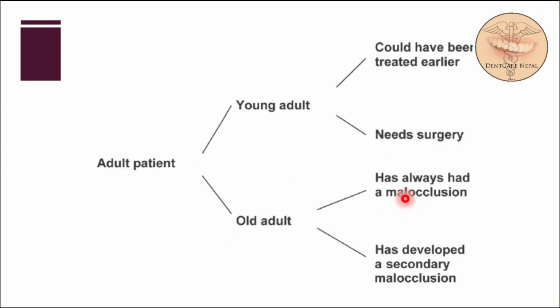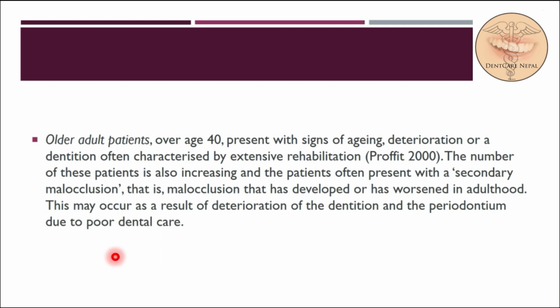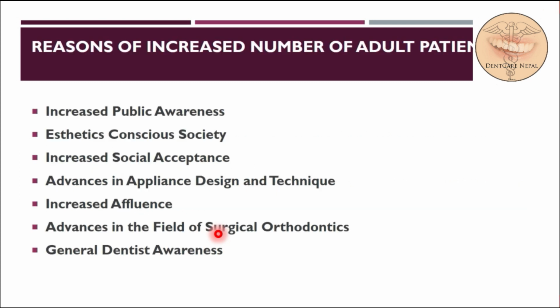And in old adults, there are those who have primary malocclusion and those who have developed a secondary malocclusion. This is another classification: older adult patients over age 40 present with signs of aging and deterioration of the dentition, often characterized by extensive rehabilitation. These patients present with a secondary malocclusion, that is, malocclusion that has developed or worsened in adulthood. For example, a person may have a midline diastema that increases over the years as a result of periodontal disease. That is secondary malocclusion.